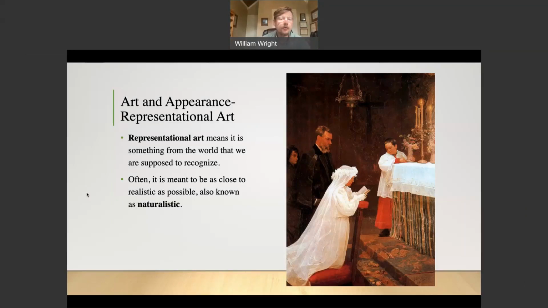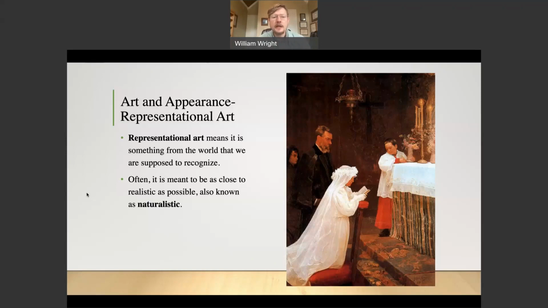Meaning it is something from the world that we are supposed to recognize, right? It is often recreated as realistically as possible. This is also known as naturalistic. I do often say realistic is not always the right word to use because realism is its own art movement that actually relates more to depicting real life things, not just the saints or spiritual figures or royals, right? That you're going to paint real people doing real things in real scenes, right? That's what realism means. Naturalistic is the word that we're actually going to choose to use to say that something looks really, really real. It's very skillful and looks real.